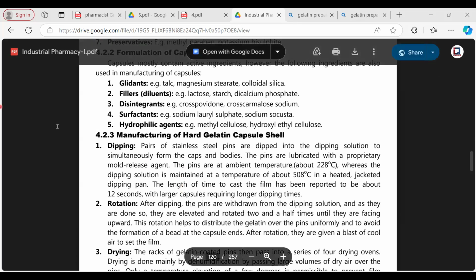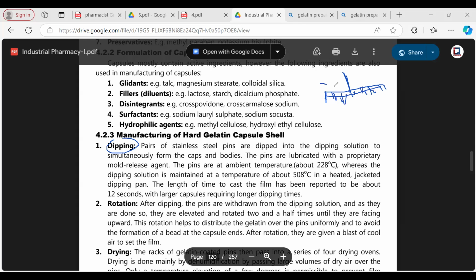First, in preparation of the capsule shell, you will have a rod like this, and there are pins here. These pins are used to dip into the hot gelatin liquid. So the first step is dipping. The pins are dipped into the gelatin liquid, and after dipping, the gelatin sticks to the pin. Then you go for rotating. You rotate the pins for uniform distribution of gelatin onto the surface of the pins.